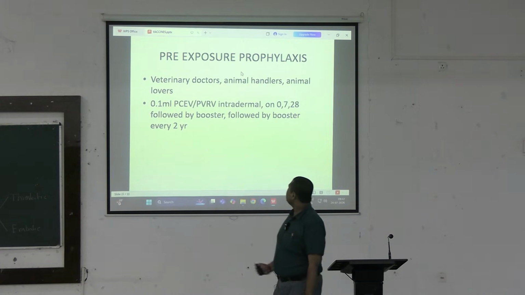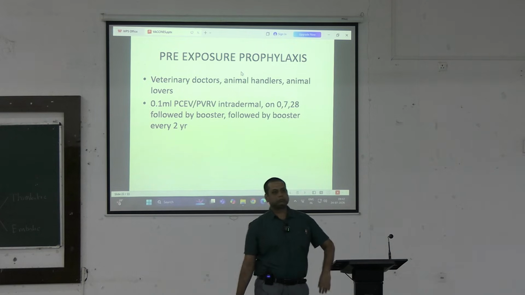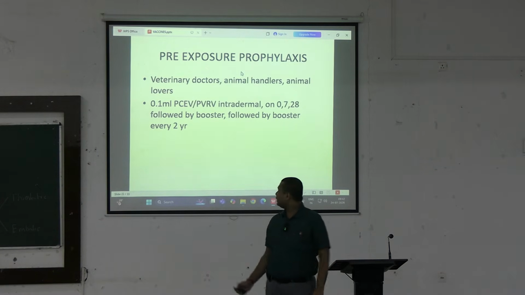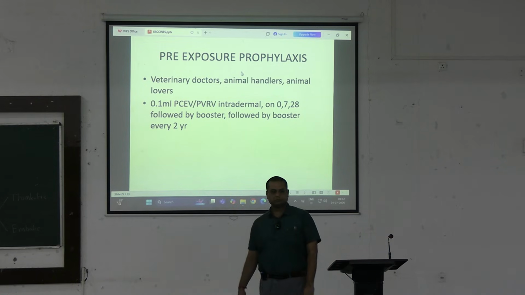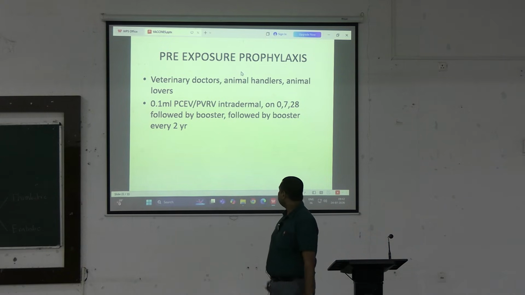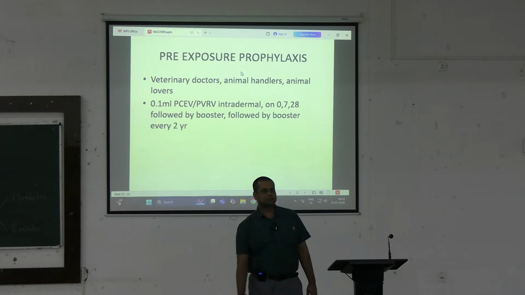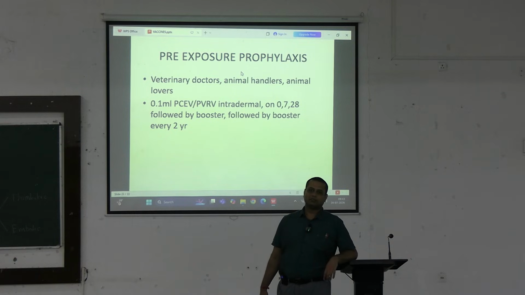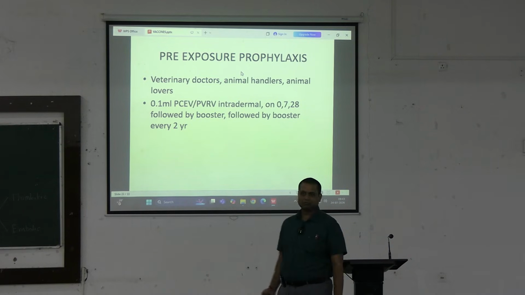Pre-exposure prophylaxis means before a bite happens, you give prophylaxis. To whom? Veterinary doctors, animal handlers, animal lovers. Dose 0.1 ml intradermally on days 0, 7 and 28, followed by a booster every 2 years. Do you have an animal lover here? No. So you don't require such vaccines.